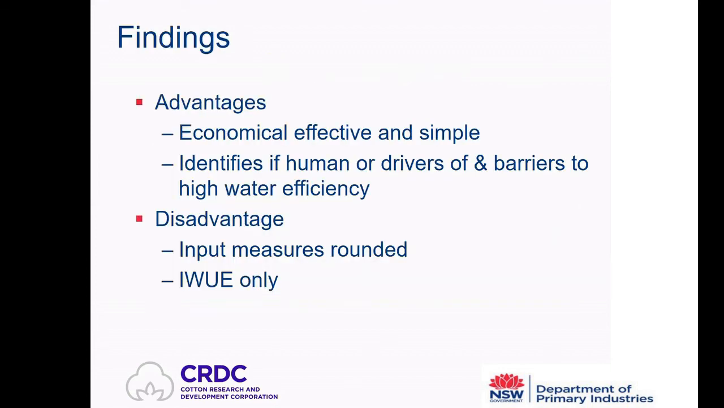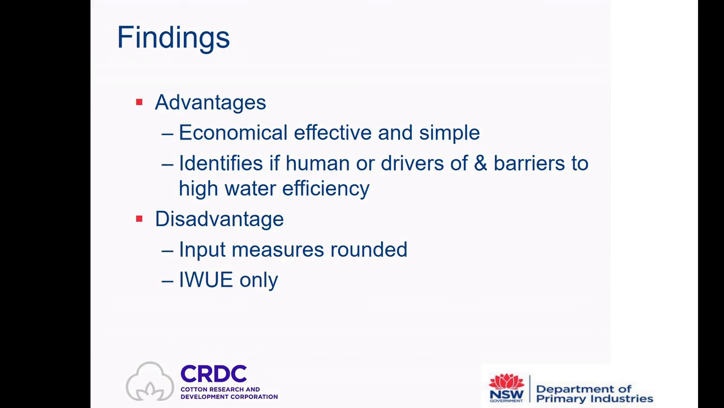So the findings that we've pulled from this: the advantage of using DEA is that it's an economical way to do things. We got a lot of data quite easily without having to do a lot of survey work and put an impost on growers or consultants. It's pretty effective and simple. And it will, when we get further down into the data, identify if human or other drivers are barriers to high water use efficiency.